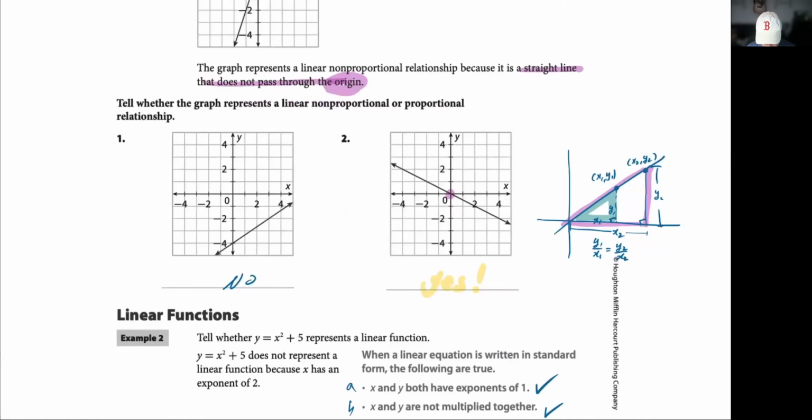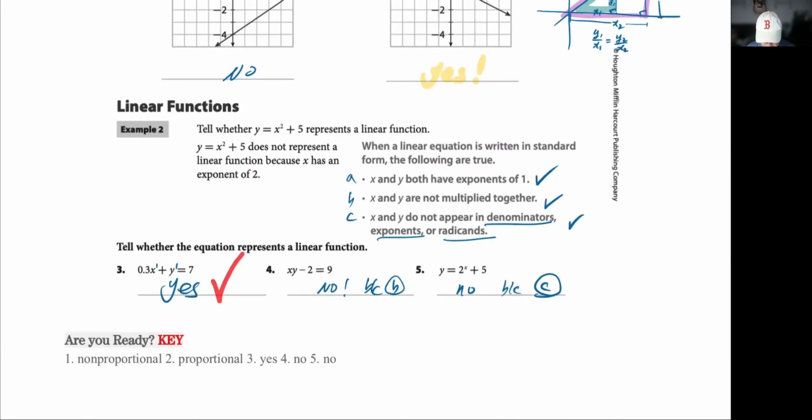Alright, guys, let's look at these two. The first one is yes. This one, number 4, is no. I labeled these A, B, and C, that way I don't have to write out the entire sentence, right? So for number 4, it is no because of statement B. X and Y are not to be multiplied together. In this case, they are being multiplied together, right?